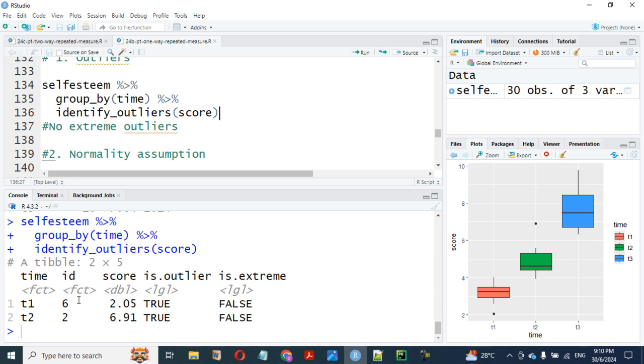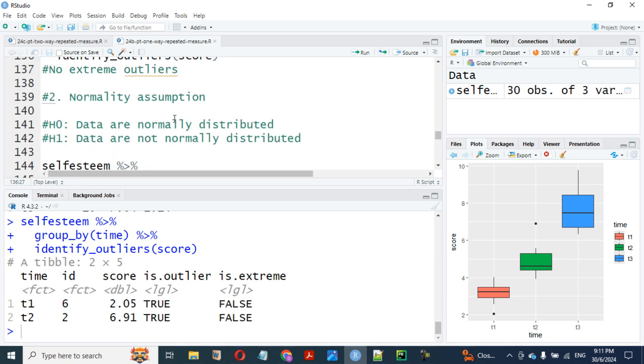No, sorry, the id. So now score is 2.05 to 6.09, the outlier. Okay, this score, then is outlier? Yes, true. Is it extreme? No, false. These are logical variables now. We are saying that they are outlier, yes, each of them. But is the outlier extreme? Say no. So it passed. So the outlier is not extreme. So you don't need to worry.